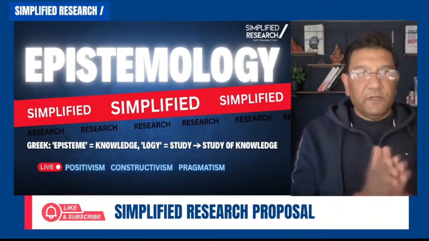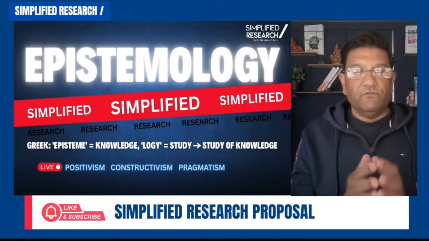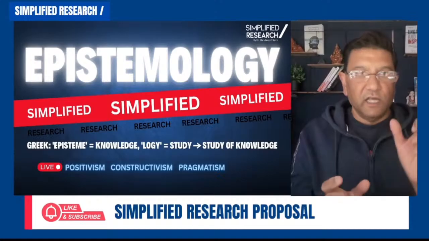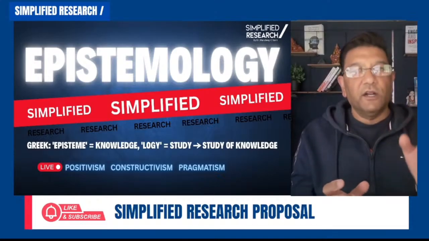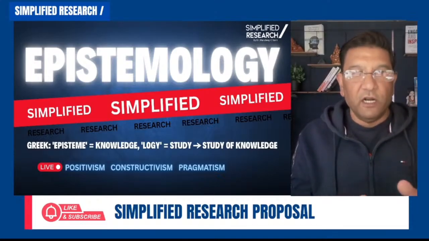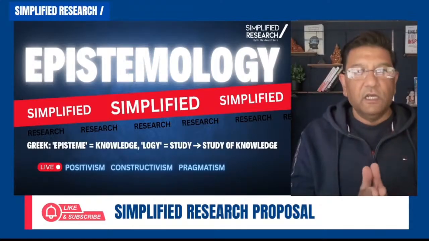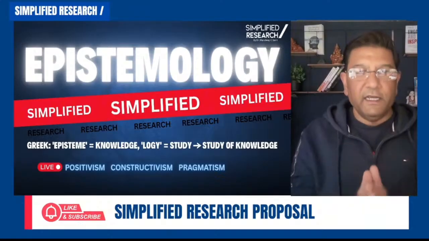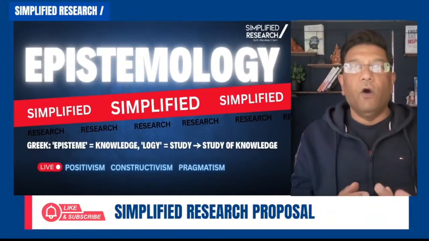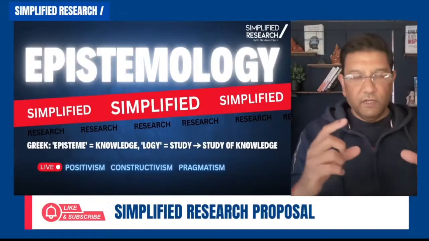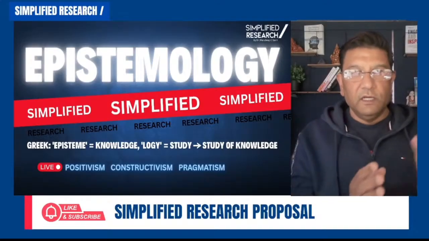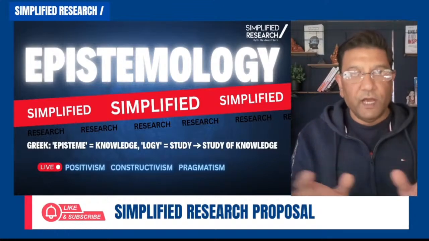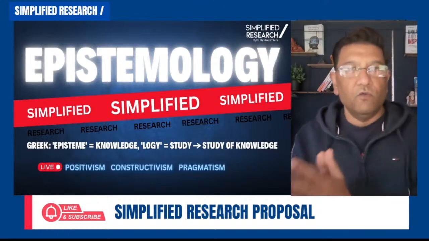Now, epistemology is a word that comes from the Greek language, which is a combination of two words: episteme, which is the synonym of knowledge, and logy, which is study. In combination, jointly it becomes the study of knowledge. Now, as in philosophy, we talked about philo and sophia, which is love for wisdom.